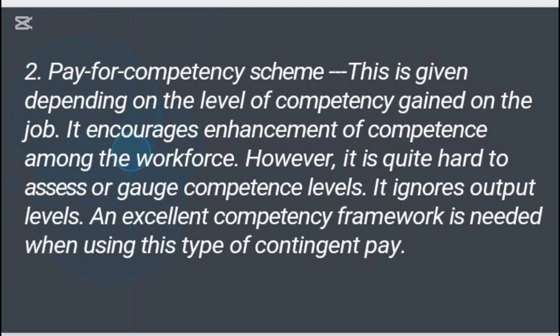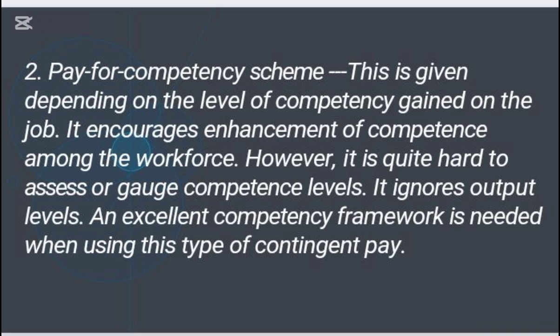Number 2, pay for competencies scheme. This is given depending on the level of competencies gained on the job. It encourages enhancement of competence among the workforce. However, it is quite hard to assess or gauge competence level. It ignores output levels. An excellent competency framework is needed when using this type of contingent pay.